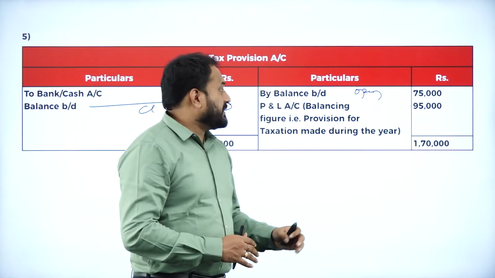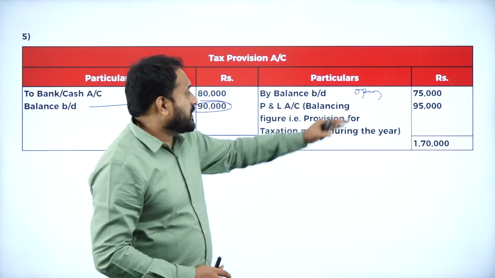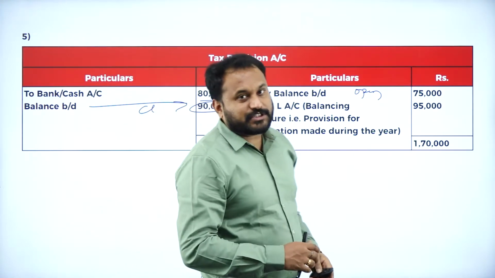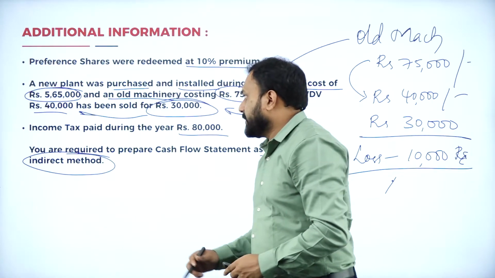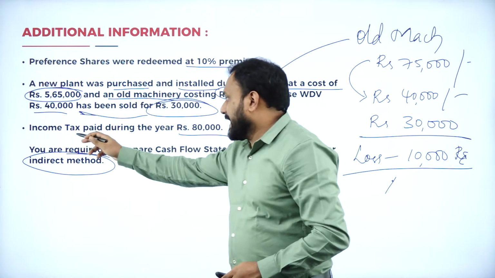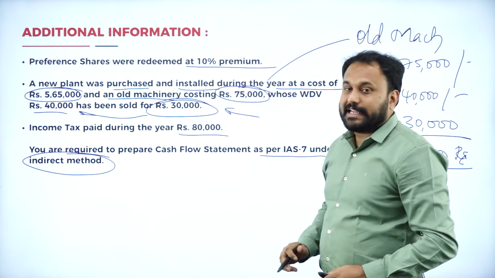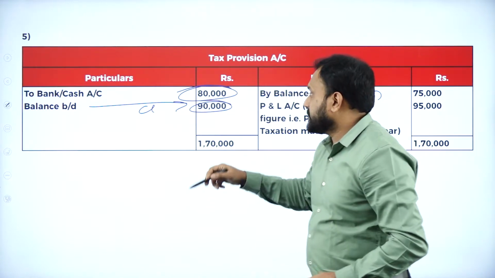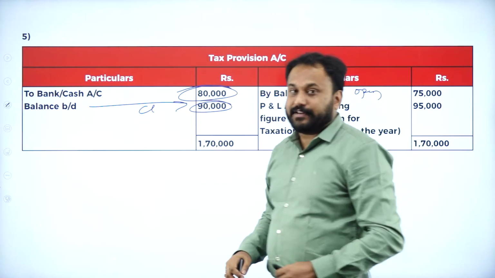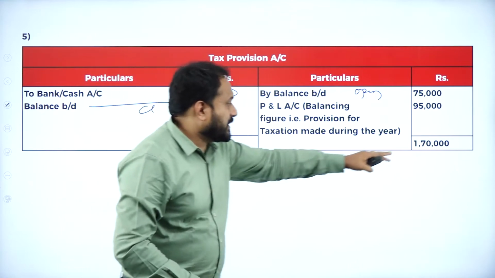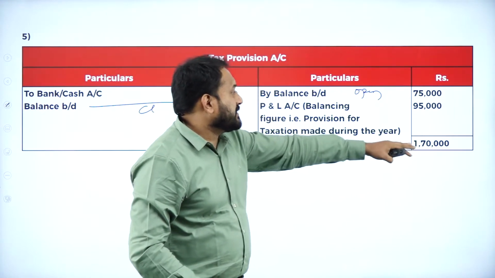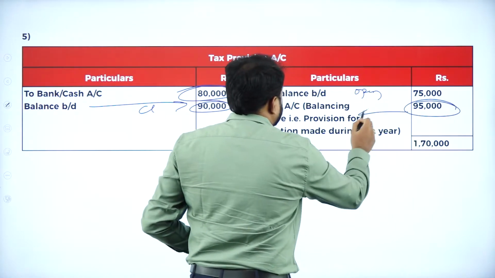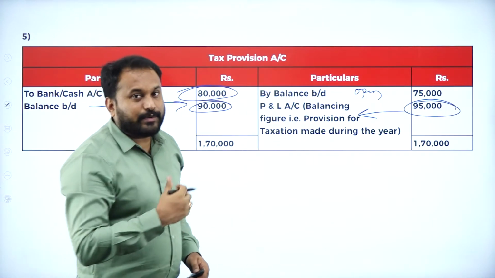So here when we go with this liability side, I told you here we have opening and we have closing. In the adjustment, it was given that income tax payable during the year is Rupees 80,000. So that 80,000 we are supposed to put here. Now 80 plus 90 is 1,70,000, so put the 1,70,000 here. Whatever the balancing figure is, that is 95,000. That is the balancing figure that you are supposed to write here. So let's go with the problem.